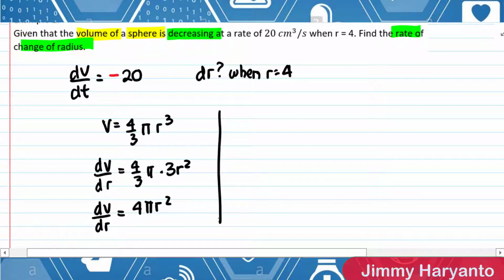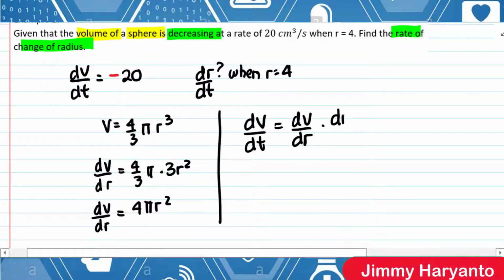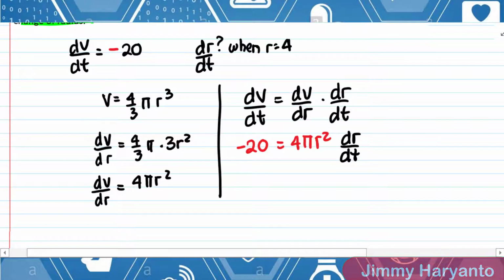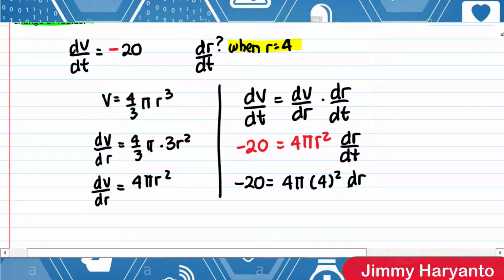Okay, this is the differentiation of the volume. Next, because the question wants you to find dr over dt, the rate, we have to use the formula dv over dt equals to dv over dr times dr over dt. Next, put the numbers. We have negative 20 right here, and then dv over dr we have 4 pi r square, and then dr over dt we don't know yet. The question says when r equals to 4, so now we have to substitute the r, 4 pi times 4 square times dr over dt.